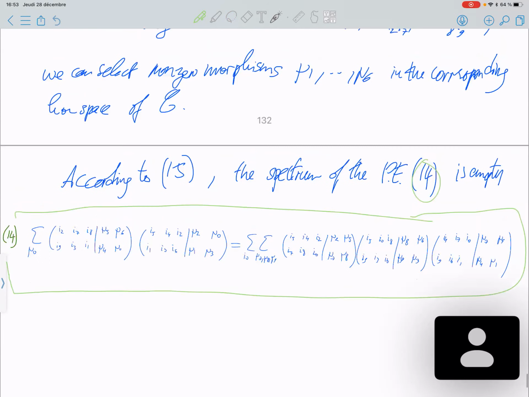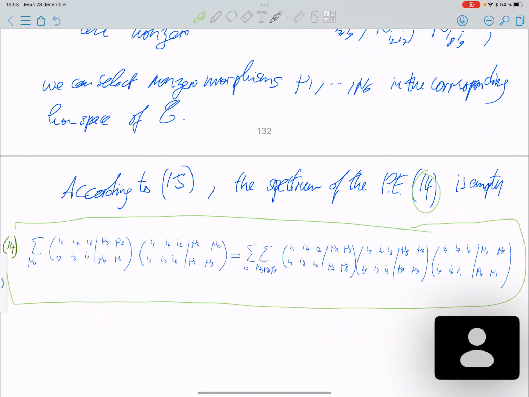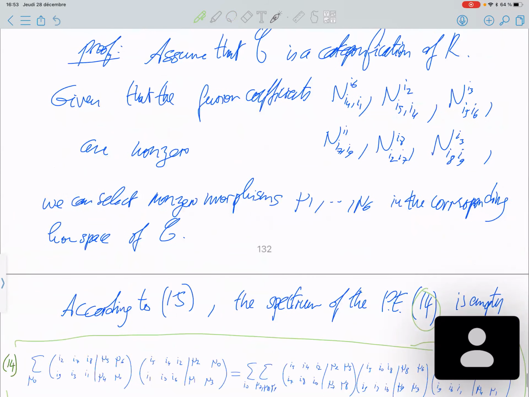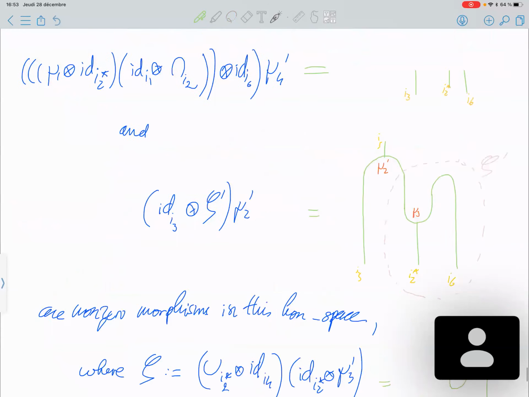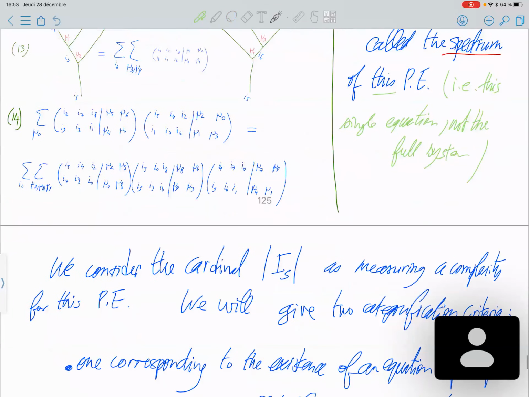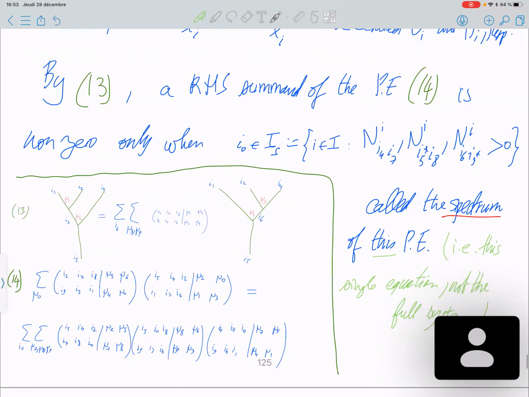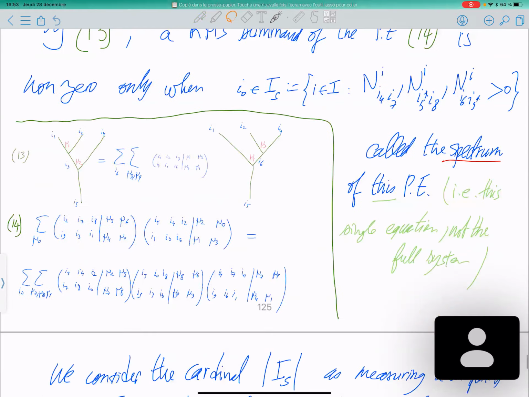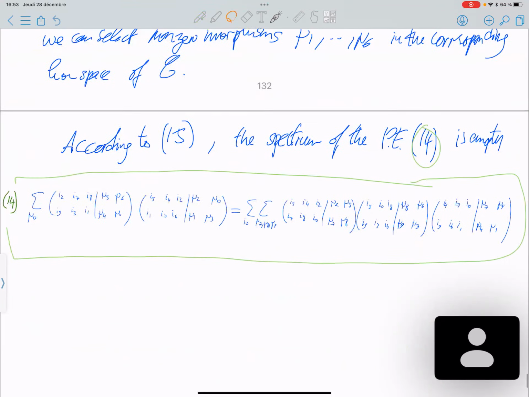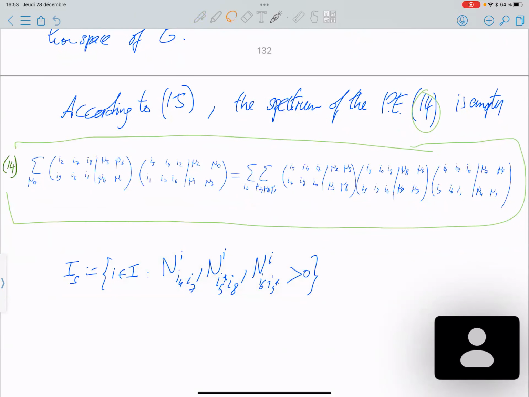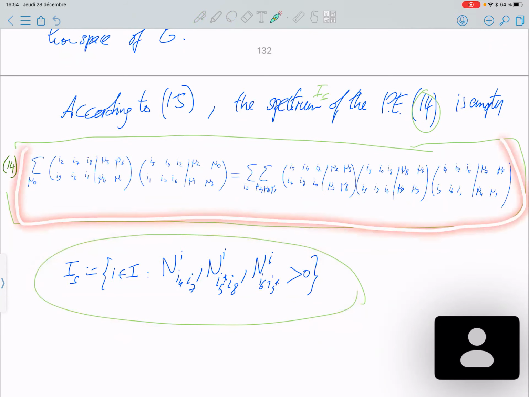So remember the definition of the spectrum. The spectrum is empty. It was defined here. So maybe I should copy that also. This is the spectrum corresponding to this specific Pentagon equation. Okay, so this is the definition of the spectrum of this equation.